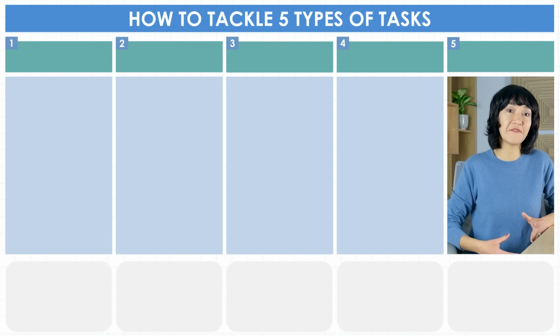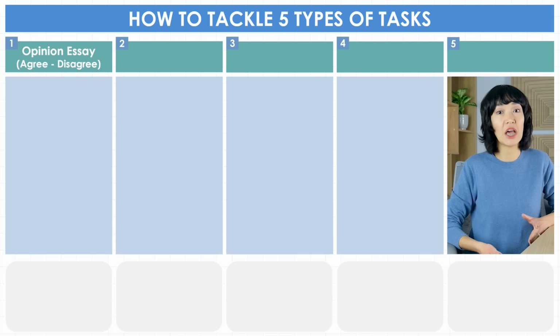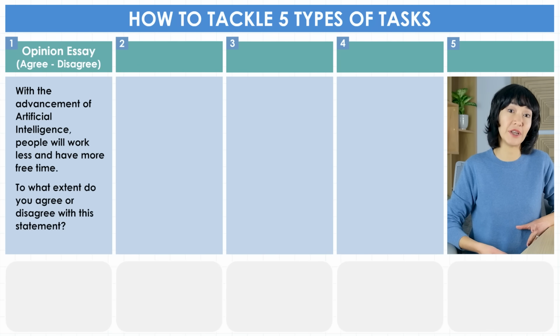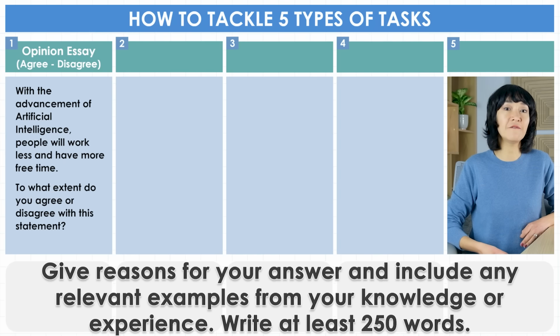The very first type of essay is an opinion essay, also known as agree-disagree. With the advancement of artificial intelligence, people will work less and have more free time. To what extent do you agree or disagree with this statement? With all types, we'll also see this. Give reasons for your answer and include any relevant examples from your own knowledge or experience. Write at least 250 words.